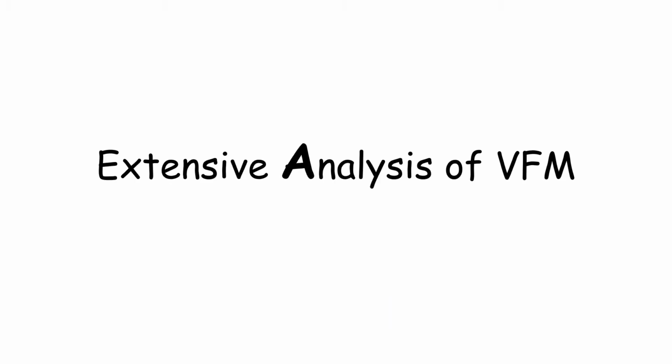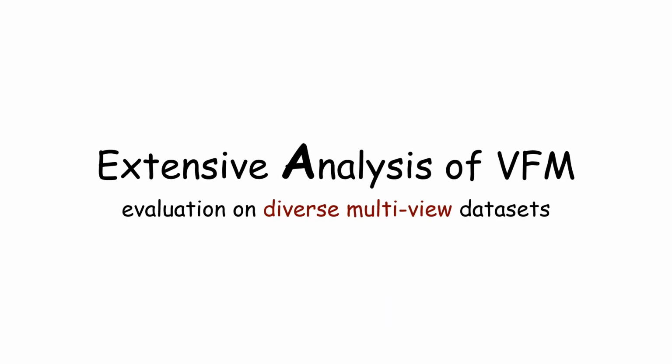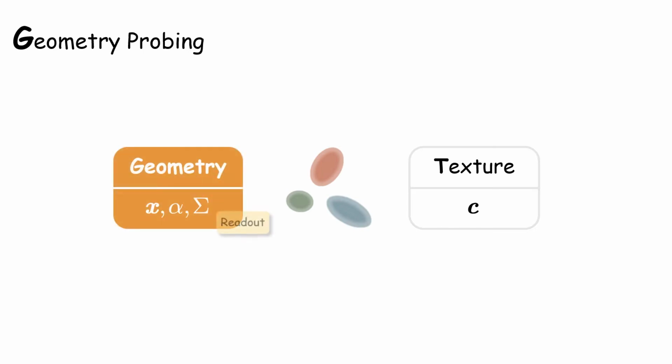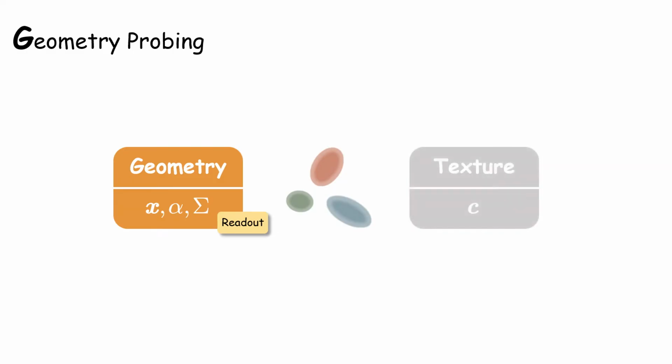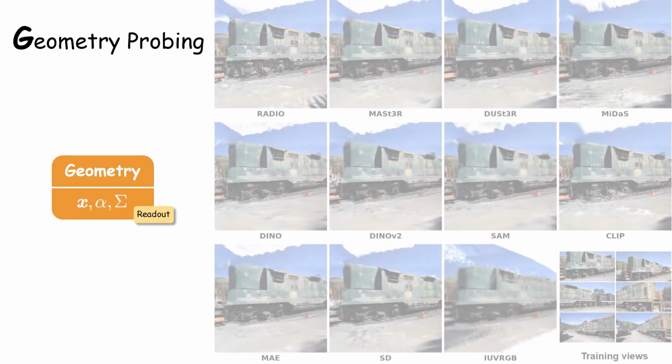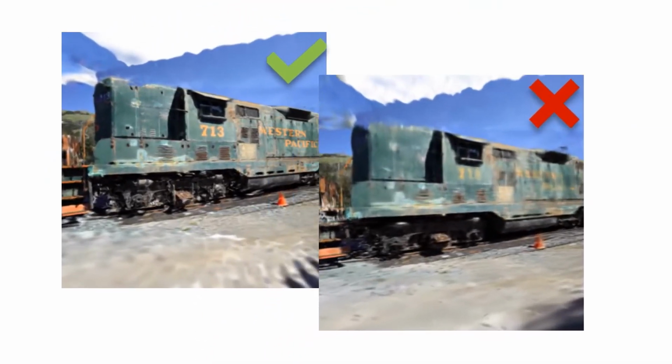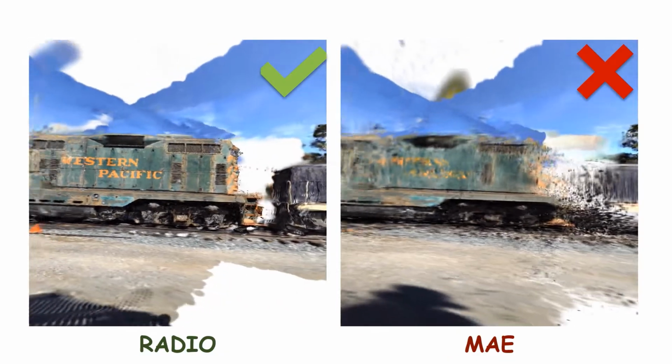Next, we evaluate mainstream visual foundation models across diverse multi-view datasets. To analyze geometry and texture separately, we group Gaussian positions, opacity, and covariance as geometry parameters, and spherical harmonic coefficients as texture parameters. When probing geometry awareness, geometry parameters are regressed from visual foundation model features. Simultaneously, texture parameters are optimized freely. Here, the discrepancy in novel view synthesis reflects how well or badly these visual foundation models capture geometry.